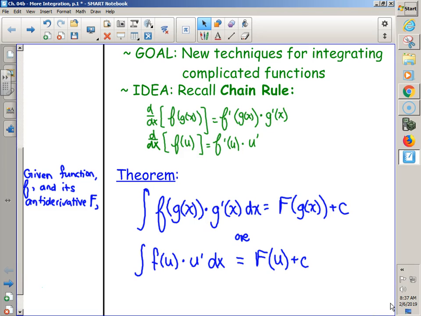Given a function f and its antiderivative capital F, if they choose to use those letters, we've seen they like to just change up the letters on us. The integral of f of g of x times g prime of x dx is equal to, remember, if he's an original function inside an integral, I'm looking for his antiderivative.